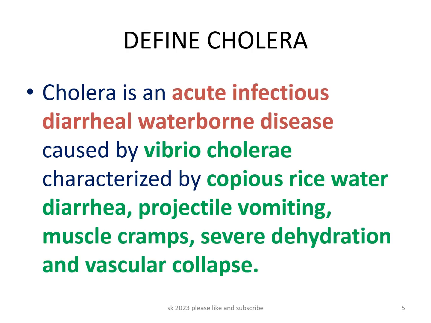Our first example is cholera. I know most of us, if you meet someone on the street and ask what is cholera, you'll be able to say something. But if you're able to define cholera using the 3 things that we have mentioned: cholera is an acute infectious diarrheal waterborne disease. So this is what it is, caused by Vibrio cholerae. This one is the cause, because we know this is caused by an organism. Characterized by copious rice water diarrhea, projectile vomiting, muscle cramps, severe dehydration, and vascular collapse.